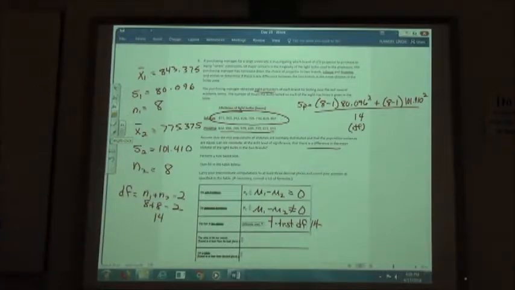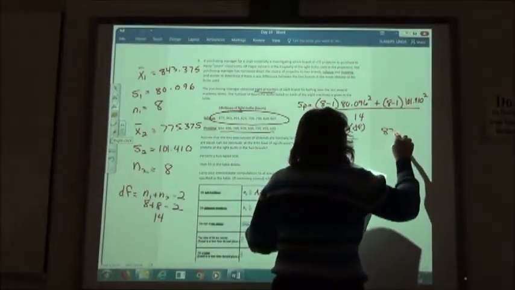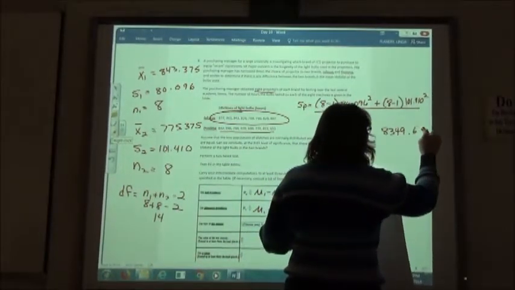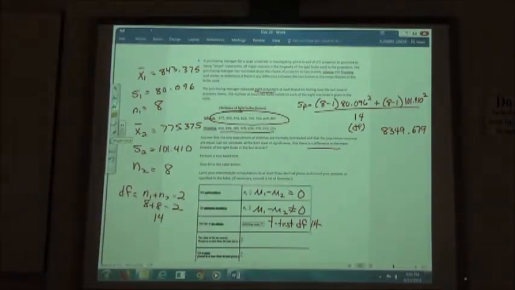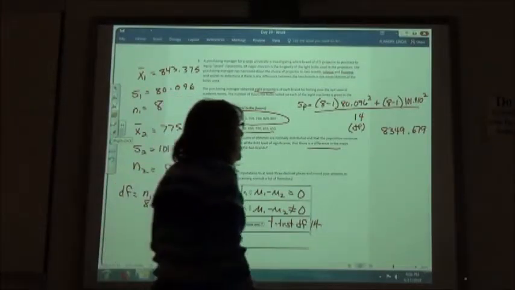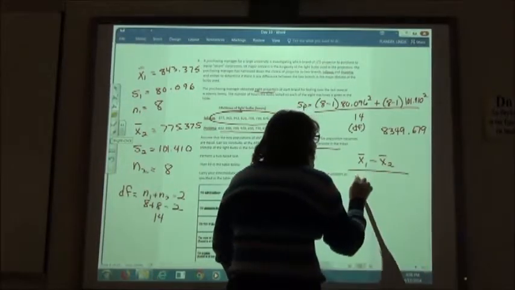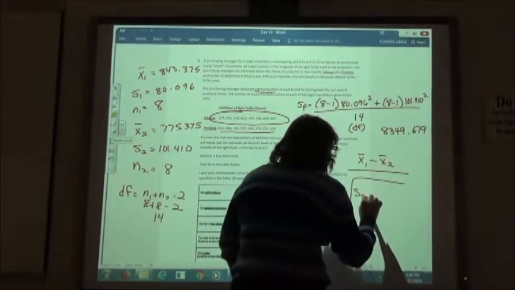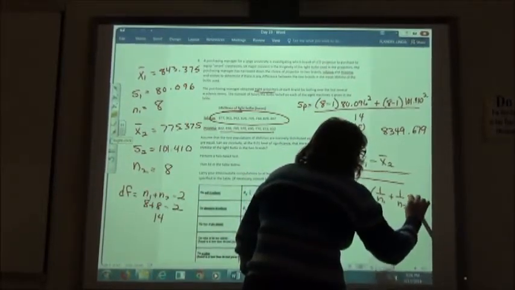So if we could calculate that SP value and round that to 3 decimal places, what are we coming up with? 8,349.679. We used that when we did the second part of our formula. The second part of our formula, we did x bar of 1 minus x bar of 2 divided by the square root of that SP value times 1 over N1 plus 1 over N2.